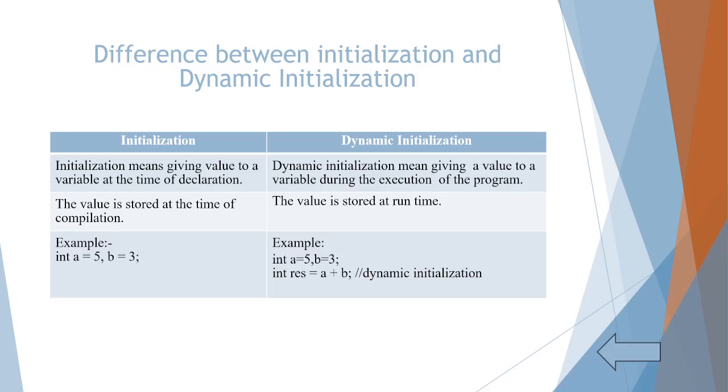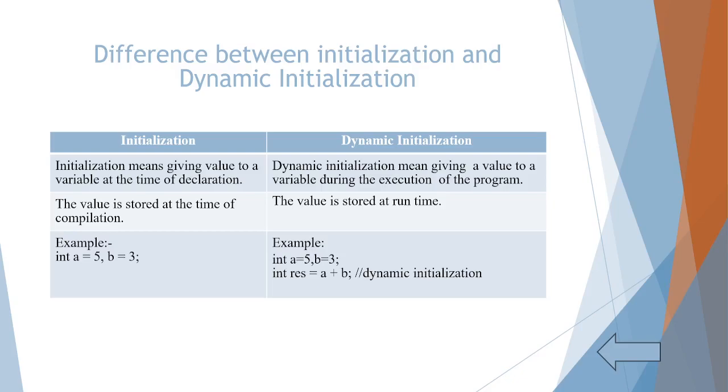Now let's see the difference between initialization and dynamic initialization. Initialization means giving a value to a variable at the time of declaration, declaring as well as giving the value. This value is understood by the compiler. As soon as I declare, I have to store this much. For example, int a = 5, b = 3, with a comma separator. So at the compilation time only, the compiler understands 2 variables will be declared and 5 and 3 will be stored.